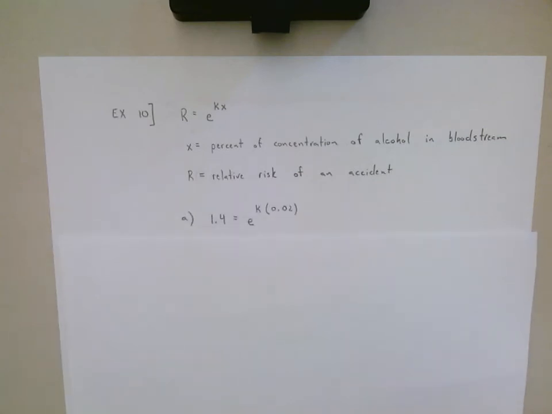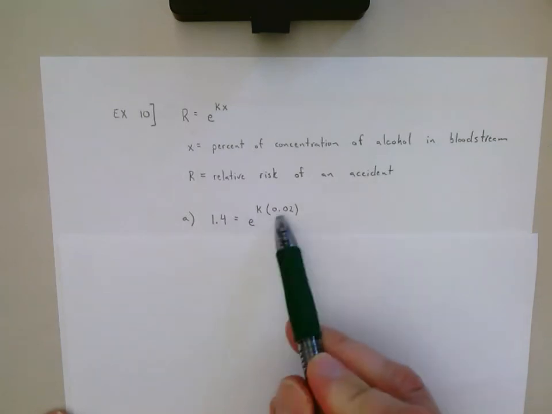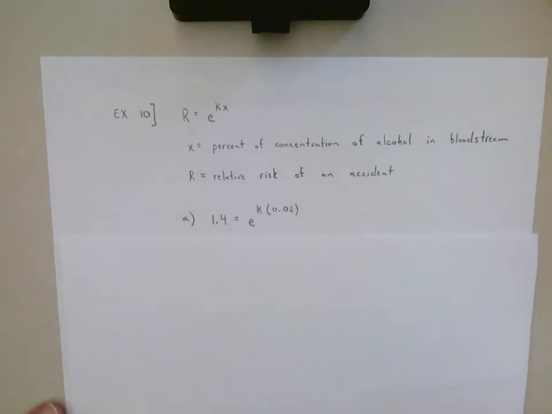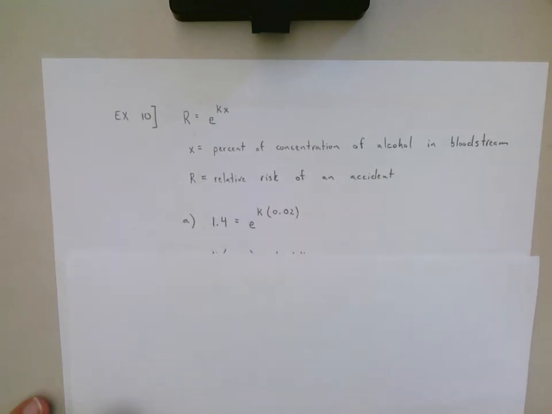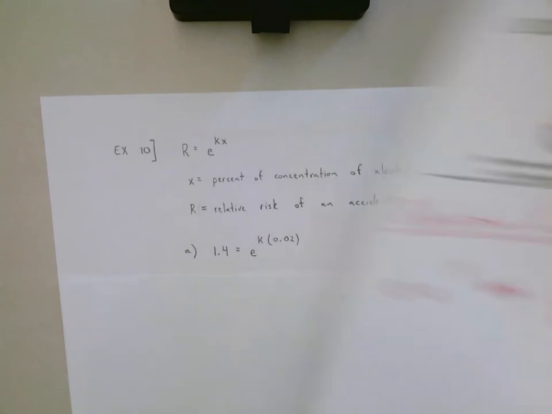With this problem, the first thing that we're going to need to find is the value of the constant k in our exponent. It is given to us that research indicates that the relative risk of a person having an accident with a BAC of 2/hundredths of 1% is 1.4. By substituting those values into our given equation, we can solve for the value of the constant k. In order to do that, I'm going to use my definition.